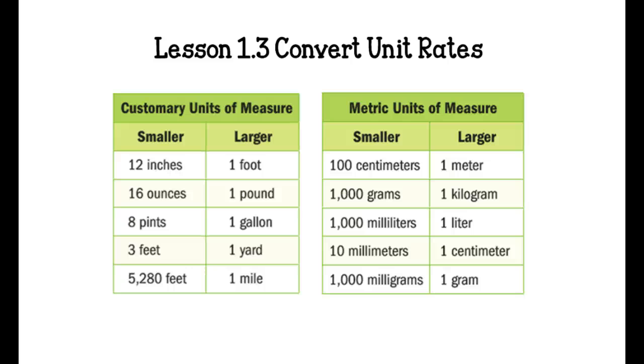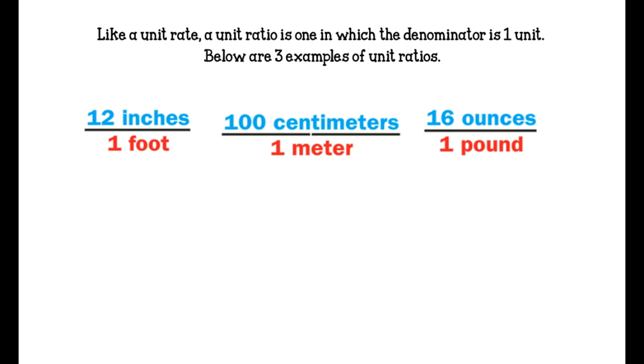Lesson 1.3, we're going to be converting unit rates. Below are tables for you to reference, if you ever are struggling to remember how many inches are in a foot, how many ounces in a pound, and so on. Like a unit rate, a unit ratio is one in which the denominator is 1 unit. Below are 3 examples of unit ratios.